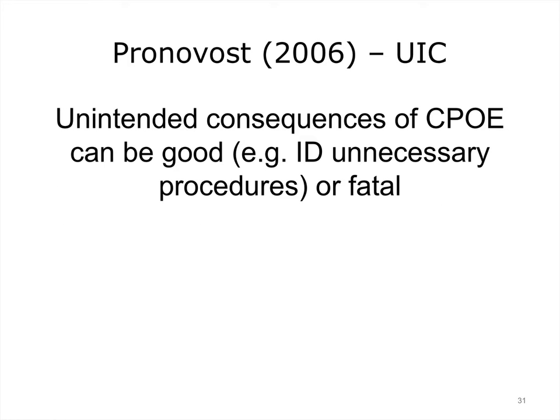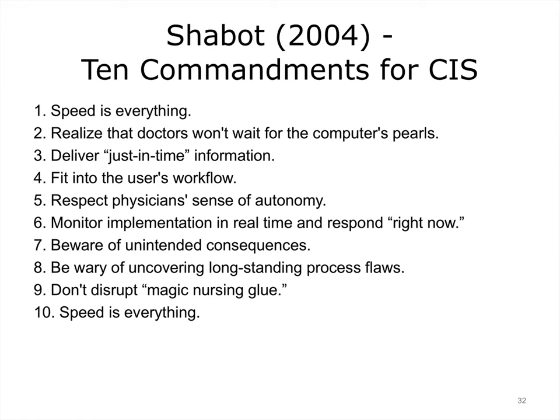Unintended consequences of CPOE can be good, such as when CPOE implementation leads us to identify unnecessary procedures, or fatal, as we see in the example of the pediatric unit. While it is impossible to predict every consequence, thoughtful consideration of probable effects, inclusion of all staff who are affected, and their input into the decision-making process, and implementation which has procedures in place for feedback with time for correction are important in planning. Good adoption of clinical information systems involves using certain principles listed on this slide.